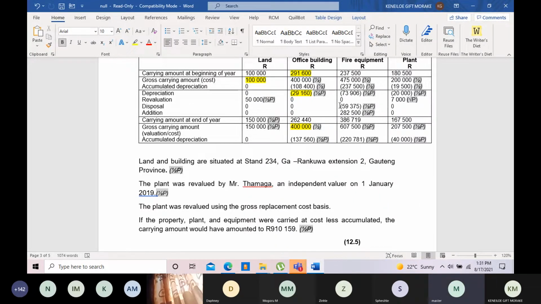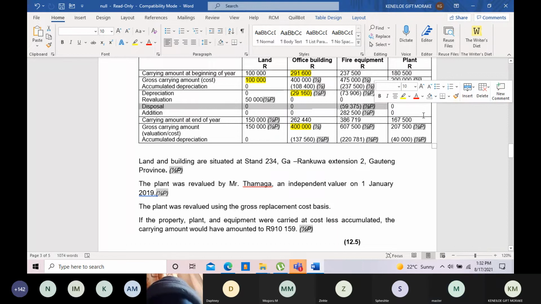Let me say it slow. For you to get the correct disposal, you need to take the cost price of that diminished or disposed asset. You subtract the total accumulated depreciation for that disposed asset, and then you get the carrying amount. That carrying amount is the one that needs to be recorded next to the disposal, which you see here. I'm referring to this disposal, this one here. I hope this one is clear.